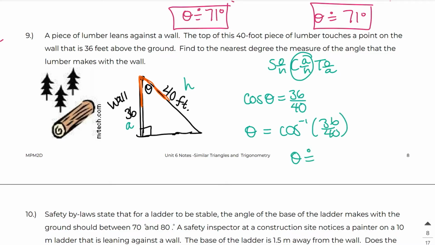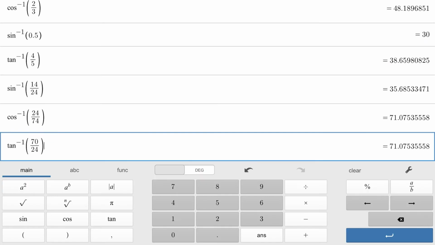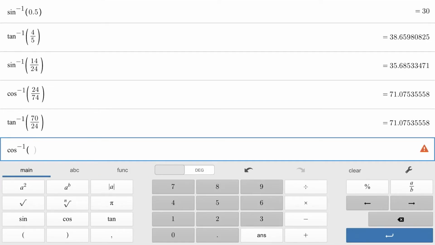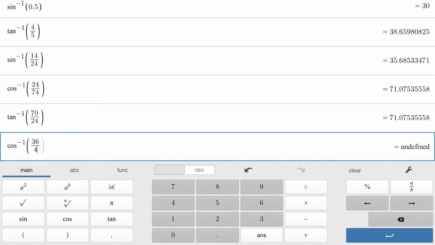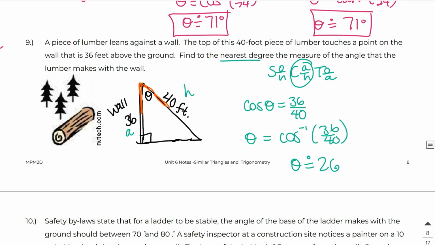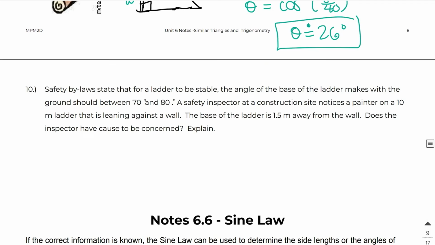So let's type that into our calculator. Go to function, go to inverse cosine. I would go back to main, type in 36 over 40, and I end up getting 25.8. And I believe it asks us to round to the nearest degree, so I end up getting 26 degrees. So that's what theta is approximately. Okay, all right, next page, just our last question right here.